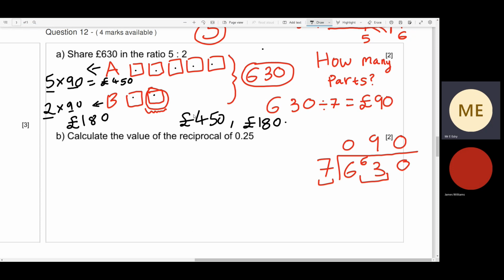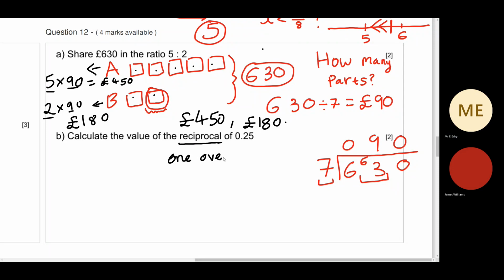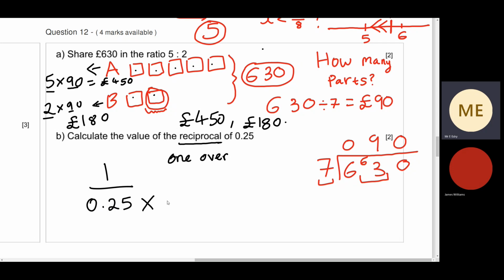Now, B is a bit of a weird question. This word reciprocal means 1 over. So what we're trying to do for this is do 1 over 0.25. So I'm going to write 1 over 0.25, but I need the top and the bottom to be whole numbers. So what number could I times 0.25 by to get a whole number?